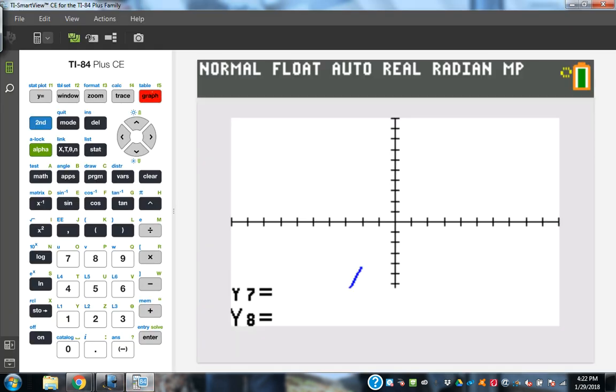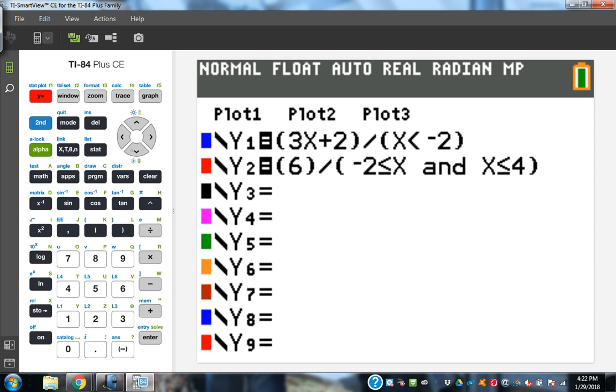So I hit graph, and we see that red piece right there at the top. Beautifully. If you got the black and white version, you'll just have two black versions there. Let's get the last piece. Go to Y3, and in parentheses, we're putting in -2x. Close the parentheses. Divided by, and then put the inequality in, x is greater than 4.